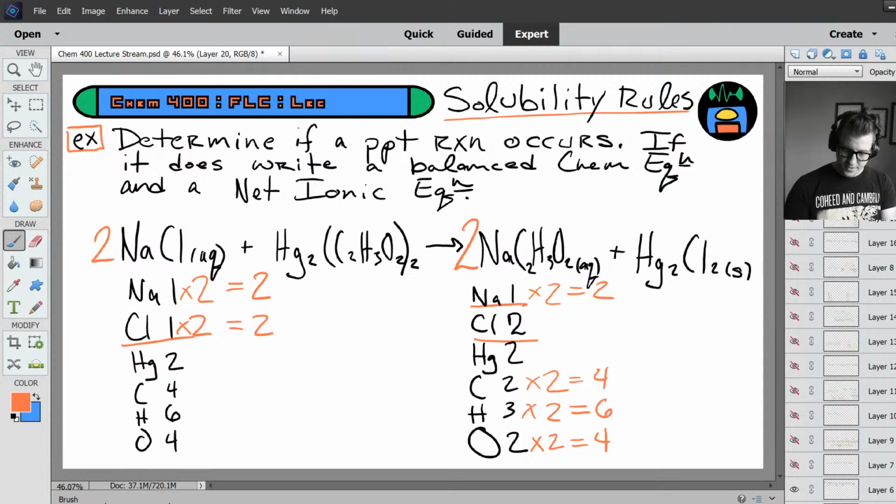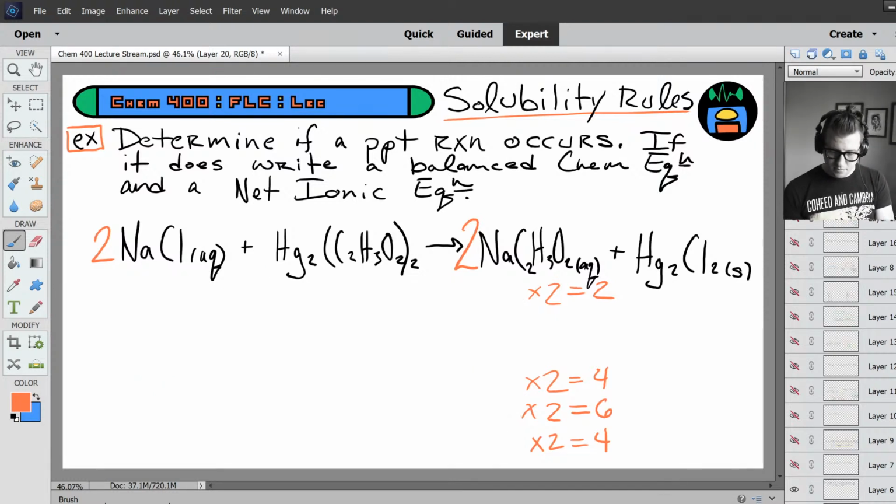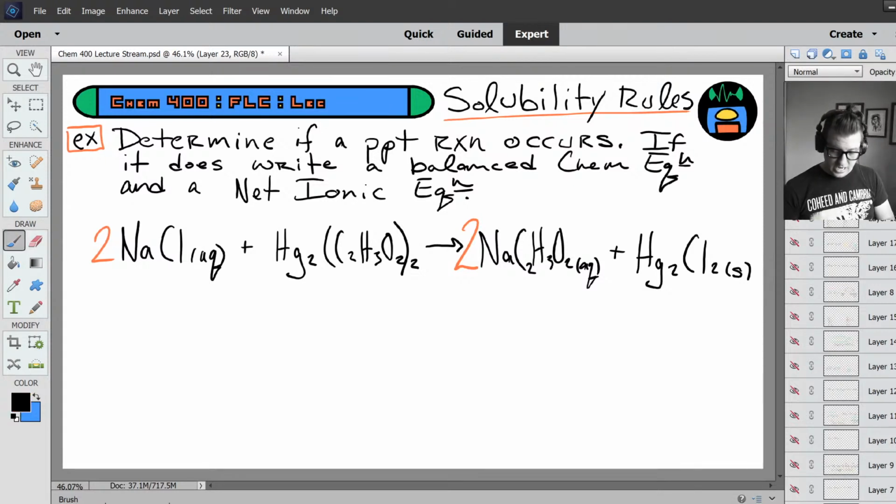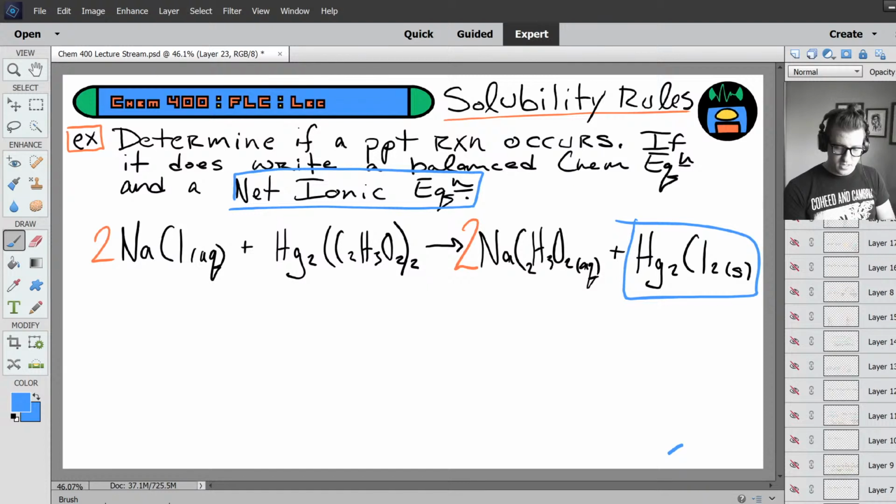Alright, now that we have our balanced chemical equation in place, oh, lame. Here, let me erase these. There we go. Now that our balanced chemical equation is in place, we can write our net ionic equation, which is going to be based solely off of the formula for our precipitate. So the sole product of the net ionic equation will be Hg2Cl2 solid.